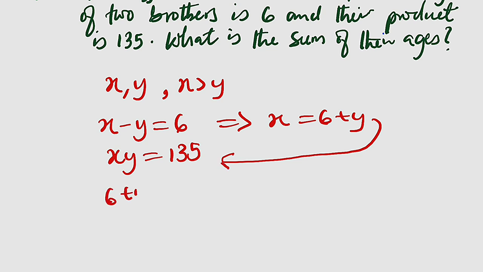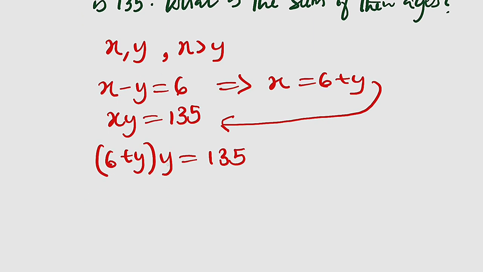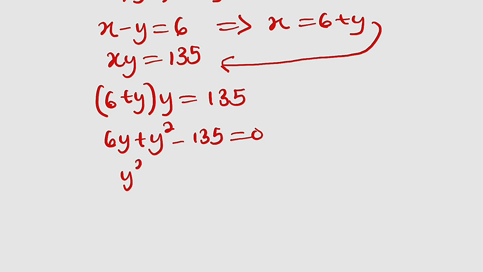This is 6 plus y. They're multiplied by y again. This is equal to 135, right? y times 6 is 6y, and y times y is y squared. You can bring this one in, this is negative 135 equals 0. Let us rearrange it as y squared plus 6y minus 135. This is equal to 0.